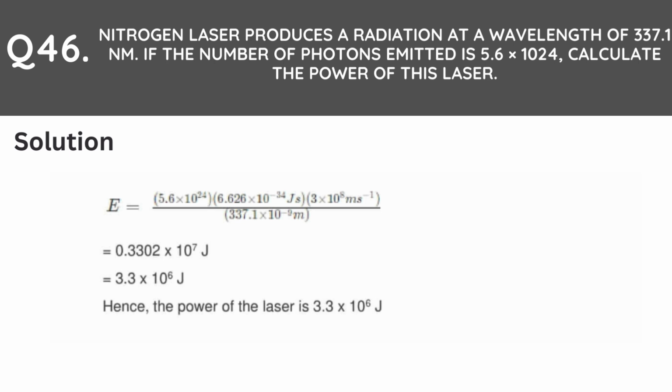After solving this, we get 0.3302 multiplied by 10 raised to the power 7 joule, which is equal to 3.3 into 10 raised to the power 6 joules.